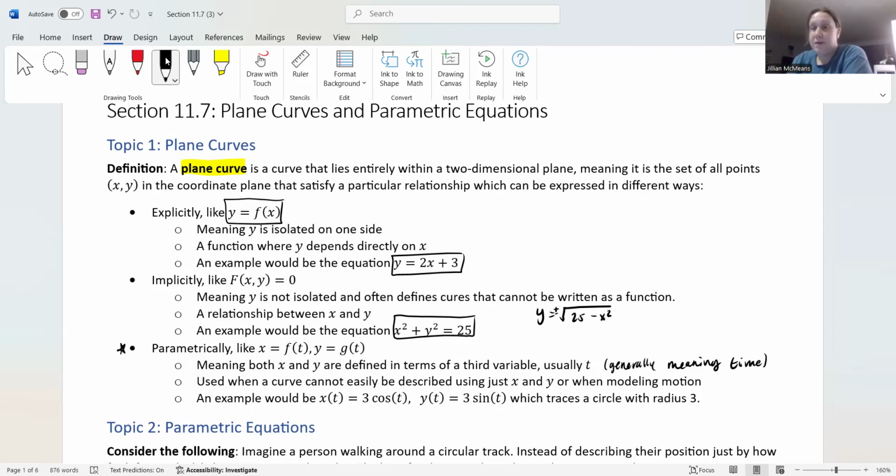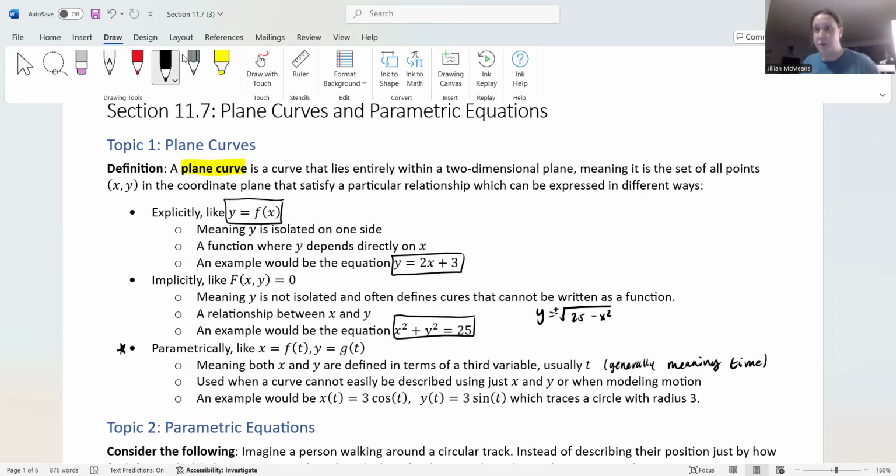So that's what a plane curve is. It's just a curve. Don't think of a literal curve like a curve in the road. It's something we can graph in a two-dimensional xy coordinate plane, which is what we're typically familiar with. Think of anything you can graph in two dimensions, and that would be a plane curve. Again, explicitly written, implicitly written, or parametrically. That's just an introduction to plane curves.